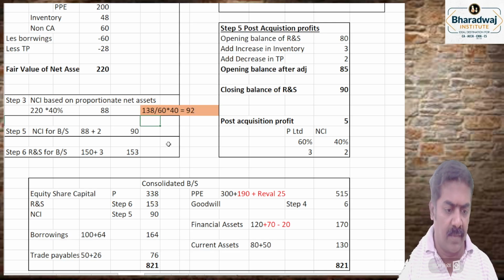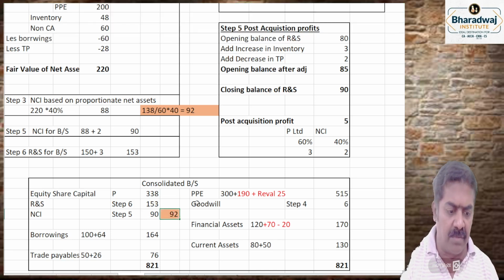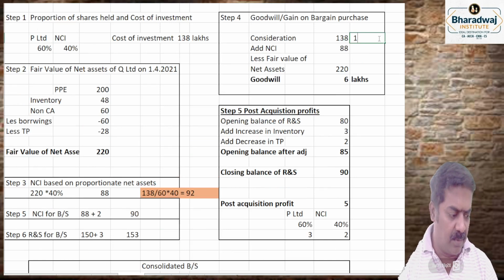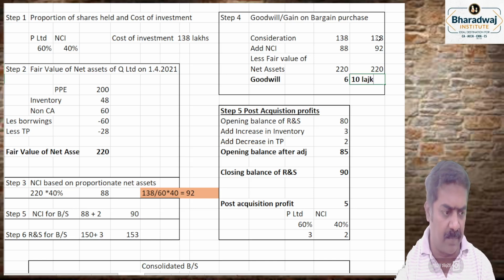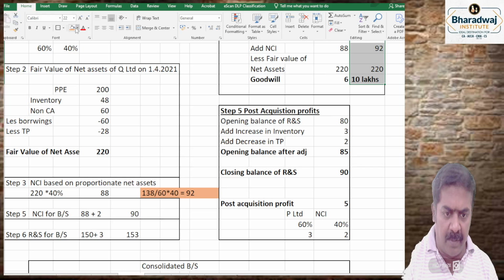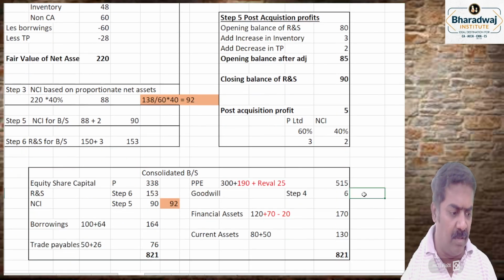92. And this is 92 number. Maybe the note panning because in your textbook they have solved by this method, fair value method. Fair value method NCI 92 வந்திருக்கும். அதுக்கு ஏத்த மாதிரி goodwill மாறிடும். இது வந்து பாத்தீங்கன்னா 138 plus 92 minus 220 will give us what? 10 lakhs. If you go by fair value method, what will be the goodwill value? 10 lakhs. So asset side goodwill will be 10 lakhs.